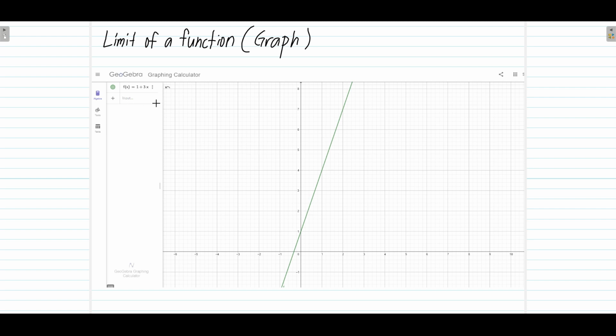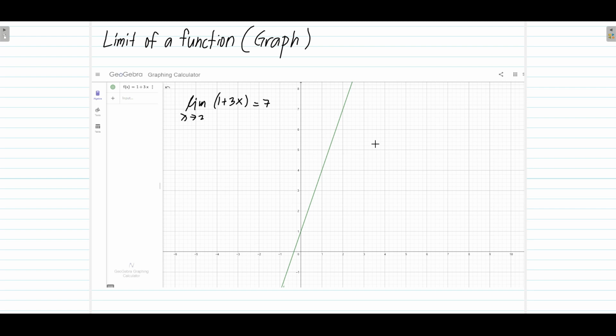In this example, we have the function 1 plus 3x, which we have covered from previous video lesson. We have 1 plus 3x as x approaches 2, if I'm not mistaken. So let me write that. The limit of 1 plus 3x, this is our function, as x approaches 2. If I remember it right, the limit is 7. Ito yung sagot natin from the previous lesson.